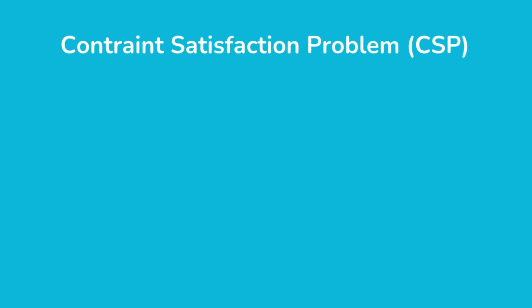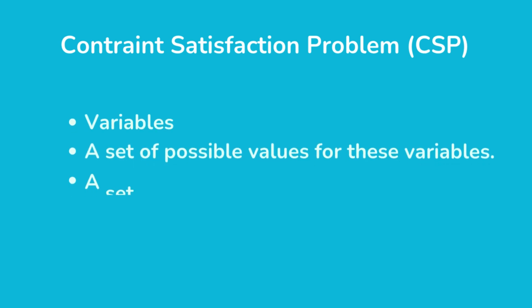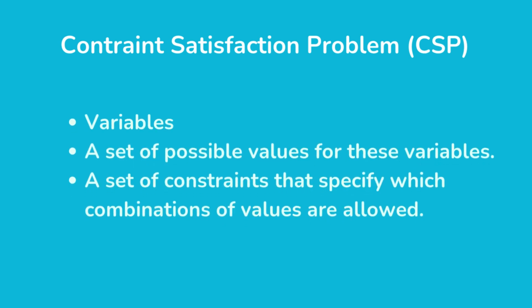A constraint satisfaction problem is a type of problem defined by three components: a set of variables, a set of possible values for each variable, and a set of constraints that specify which combinations of values are allowed. The goal is to assign a value to each variable in such a way that all the constraints are satisfied. Let's use a simple example to make this clear.